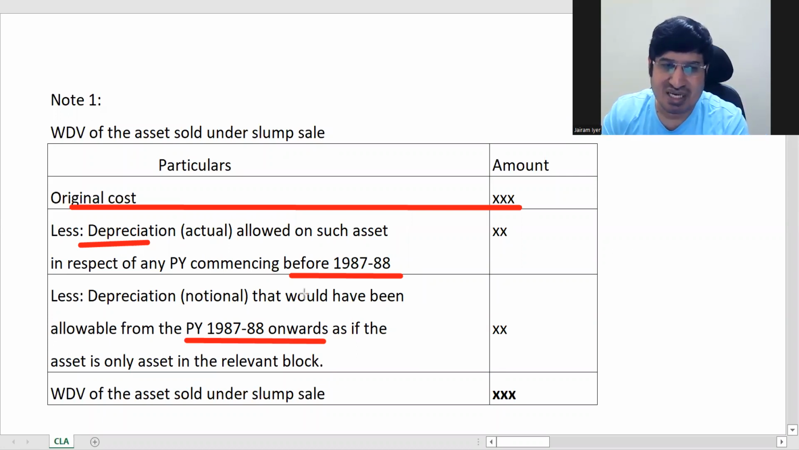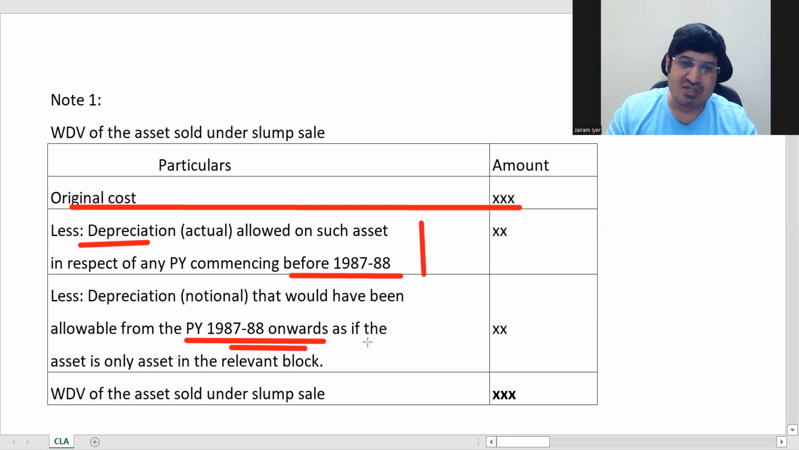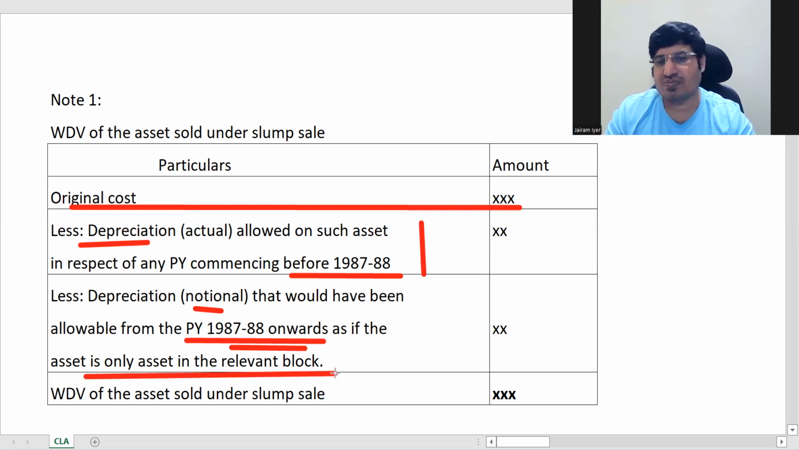Before that there used to be individual depreciation, on individual assets; there was no block of assets. So before 87-88 you could get all depreciation on that asset directly, but after 87-88 you had blocks, correct? यहाँ से block हो गया, block of assets हो गया, right? So you have to calculate notional depreciation as if the asset is the only asset in the relevant block. Okay, so this is the concept.